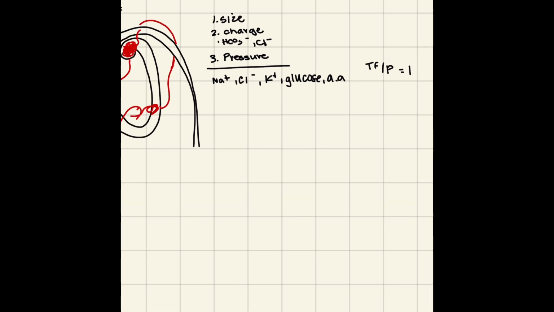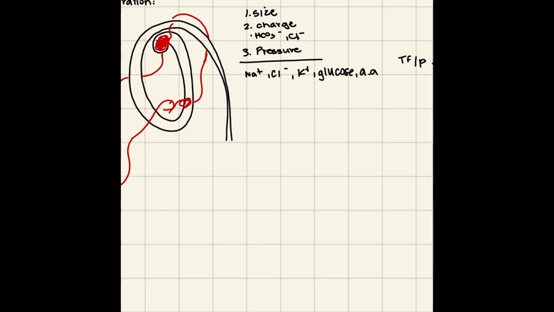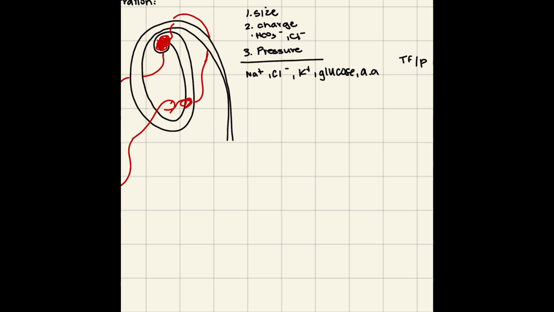Now this changes as we go down the proximal tubule, which is this part right here. Their TF/P will change as we go down the proximal tubule because they get reabsorbed, which is coming back into the blood at a different rate than water does, unless it's the sodium. Then sodium and water are just buddies. They just stay the same all the time, pretty much.